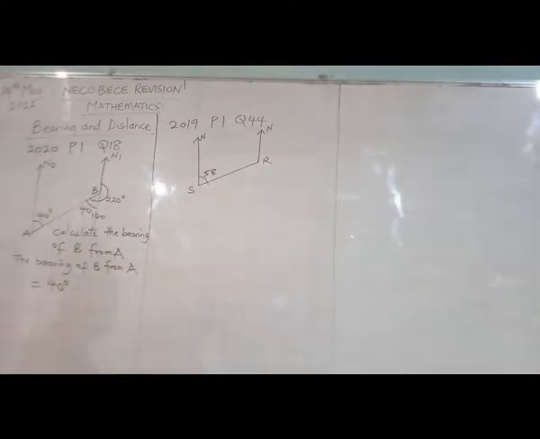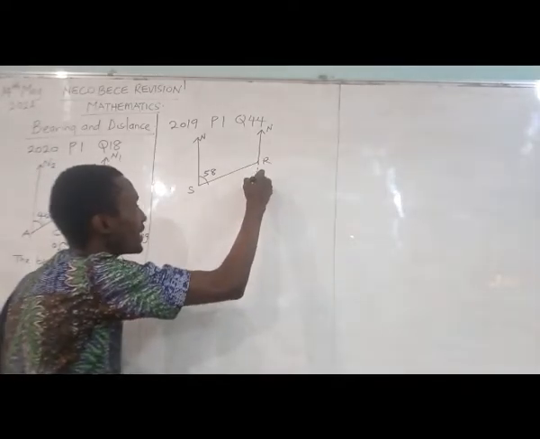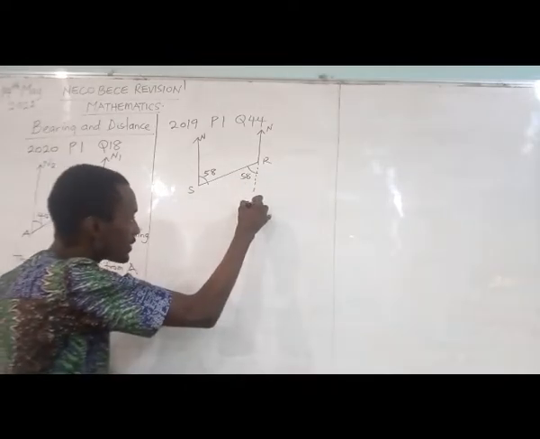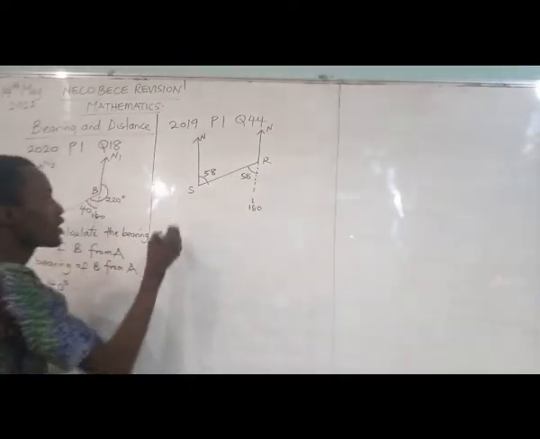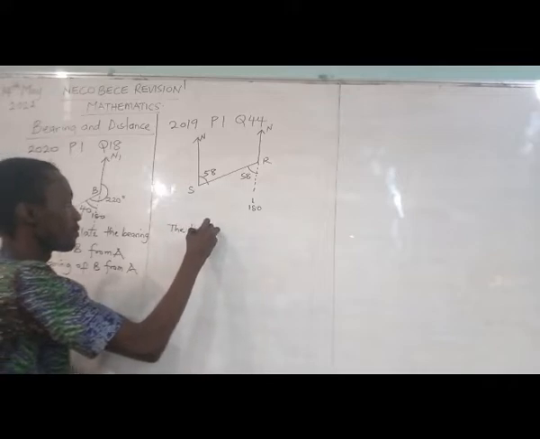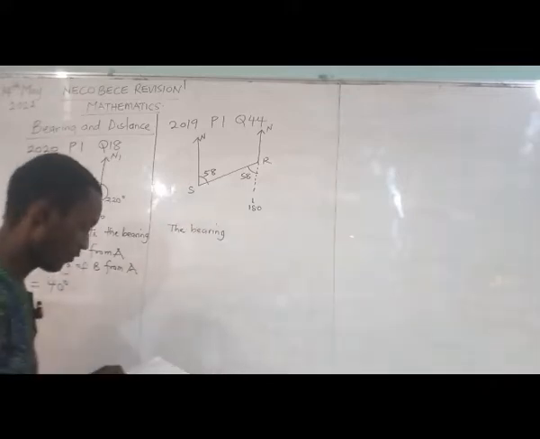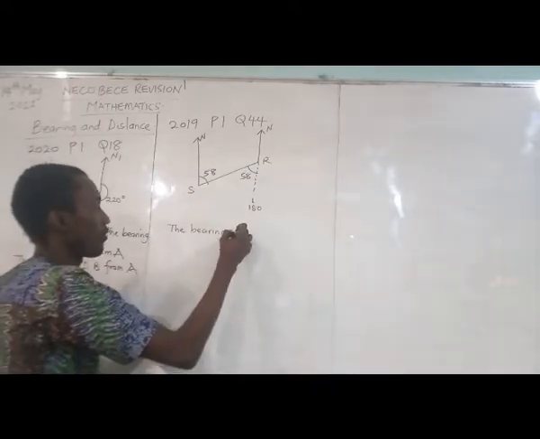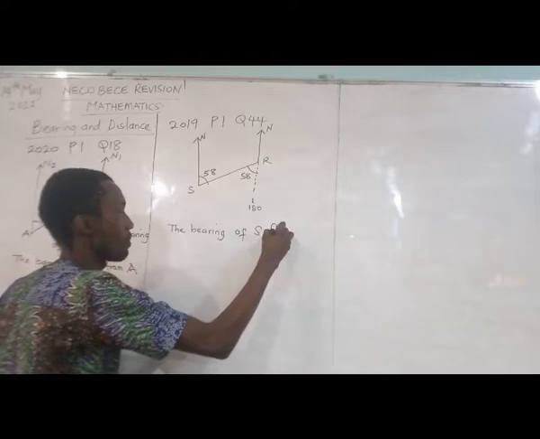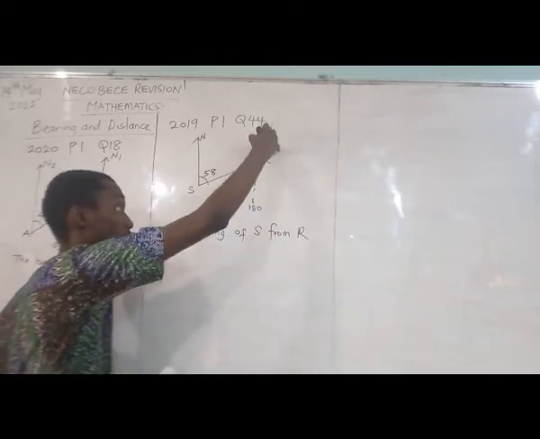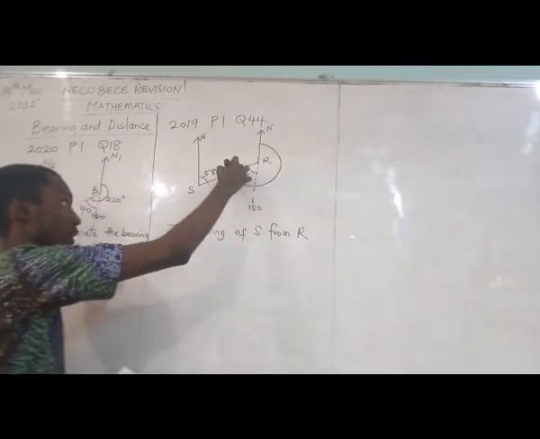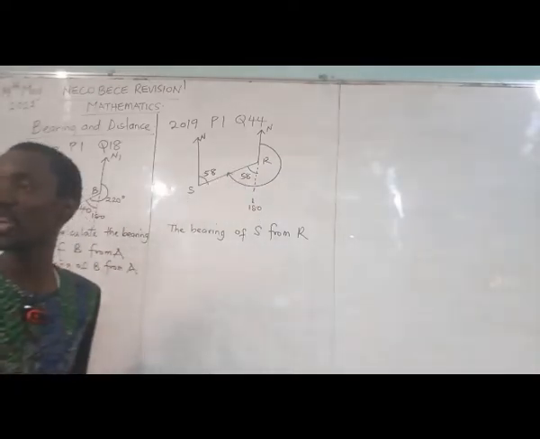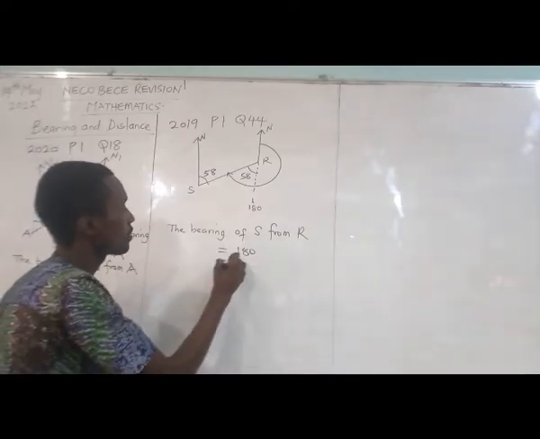Can you imagine? So, in this one, now, all you need to do is to drop this one. Alternate angles, this angle becomes what? 58. This point is what? 180 degrees. So, the bearing of S from R will now be what? Read from here to this point. And the implication will be add 180 to 58. So that will be 180 plus 58.